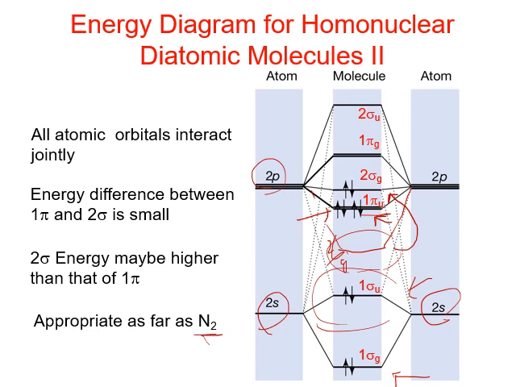So the energy diagram here is suitable for the molecules formed by lithium, beryllium, boron, carbon, and nitrogen. All right, and so this is one. The difference is the pi: the second sigma g is above the first pi molecular orbital.